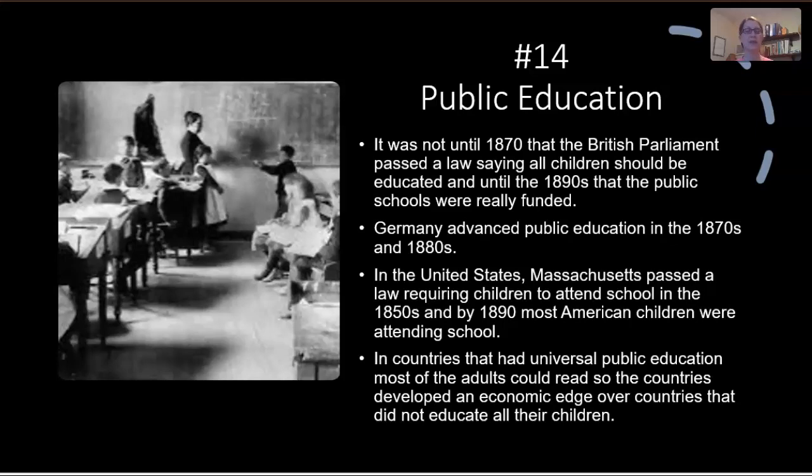In countries that had universal public education, most of the adults could read, so the countries developed an economic edge over countries that did not educate all of their children.